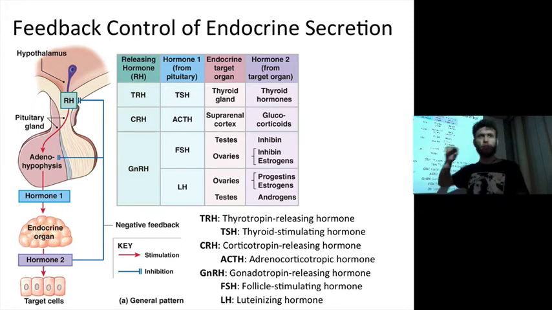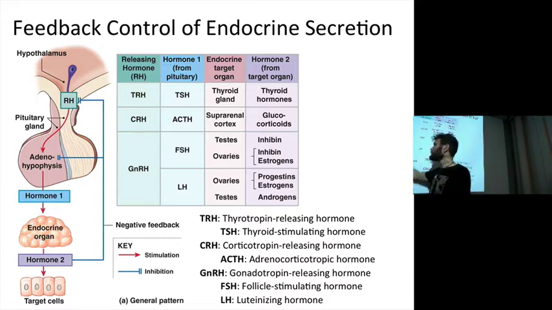And this hormone number 1 is going to be the hormone that turns on some sort of downstream endocrine organ. This hormone enters the bloodstream, travels systemically, and hits one or more endocrine organs. That endocrine organ is going to produce hormone number 2. Hormone number 2 is going to then hit a target cell, whatever that downstream effector is, whatever that target is.